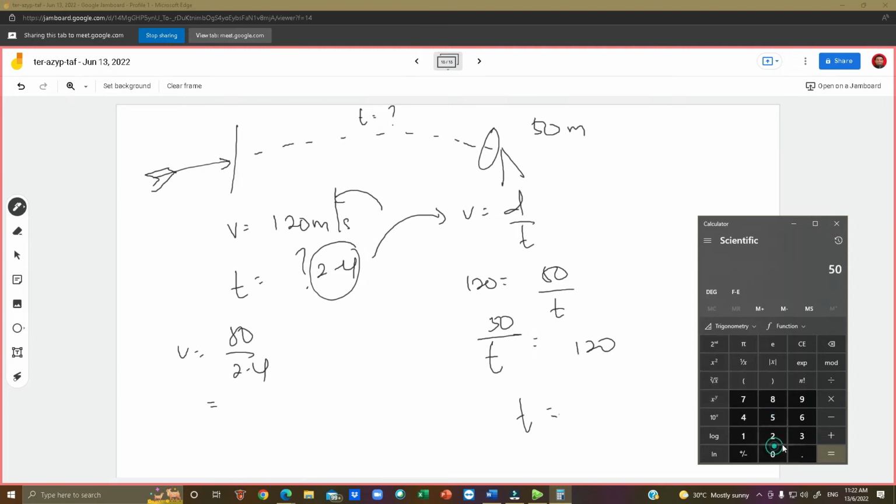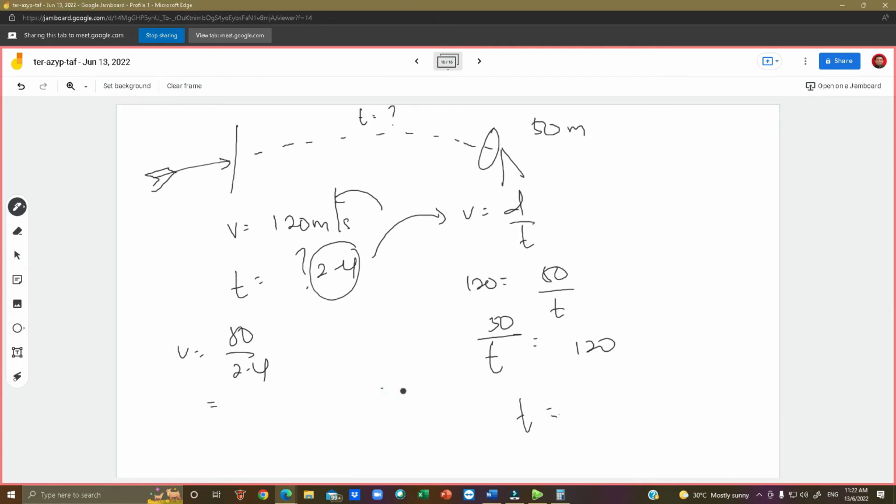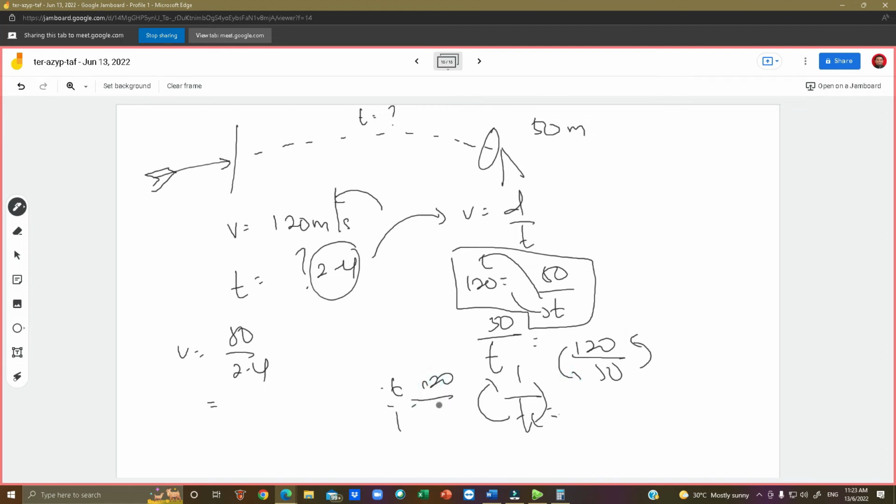Macam mana dapat 0.417? 50 dibagikan dengan 120. Yes. Bukan 120 bagi 50. It is not direct conversion. Tengok, bila kamu buat macam ni, ni sebenarnya dah bagi jawapan. Dah just change the position. Tapi bila kamu cuba pindahkan 50 ni ke bawah, yang ini masih lagi 1 over T. How to change that? Terbalik kan? When here terbalik, jadi T over 1. Automatic yang ini pun akan terbalik. It becomes 120 bahagi 50.